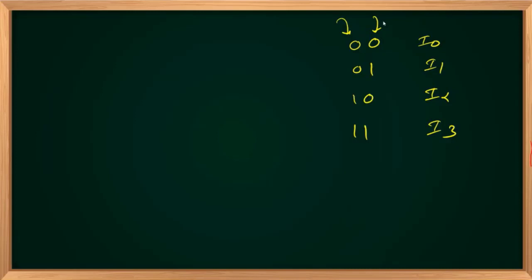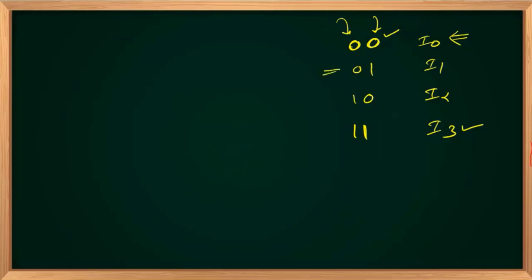So normal order 0, 0, I0 will be selected, 0, 1, I1 will be selected, 1, 0, I2 will be selected, 1, 1, I3 will be selected. So if we are reversing LSBs and MSBs, the corresponding selection I0 will be same. Why? If we swap them, both are zeros, right? So the I0 selection won't change. Even for 1 1, the I3 selection won't change, because both are equal to 1 and both are equal to zeros.